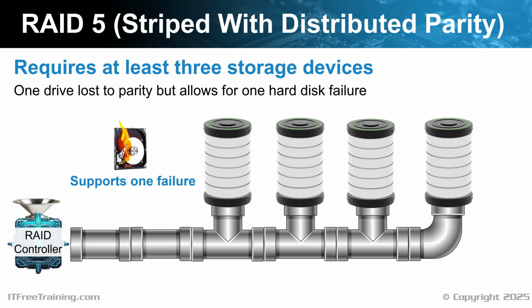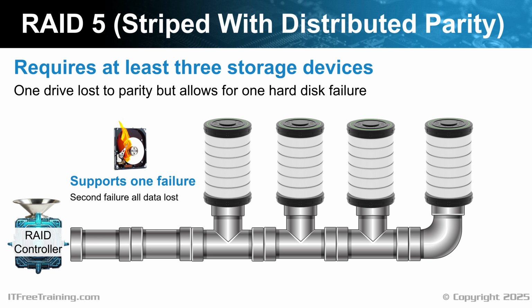RAID 5 can survive a single drive failure, allowing data to be rebuilt on the remaining drives. However, a second failure occurring before the rebuild is completed results in complete data loss. While popular in the past, RAID 5, with its fast read performance, has become less common due to its slow write speeds and lengthy rebuild times on large drives, increasing the risk of data loss with multiple failures. We'll explore alternative solutions for data protection later in the video.